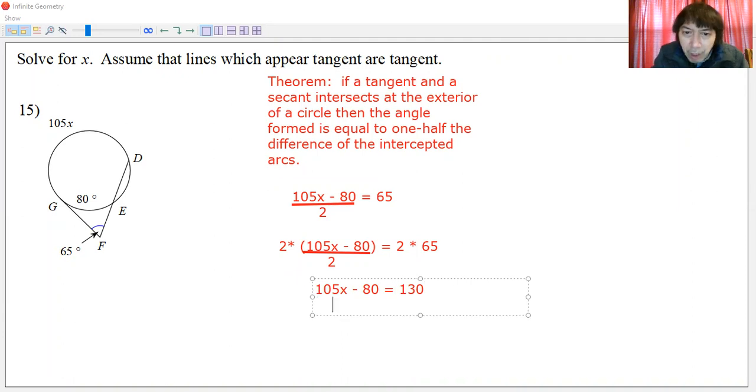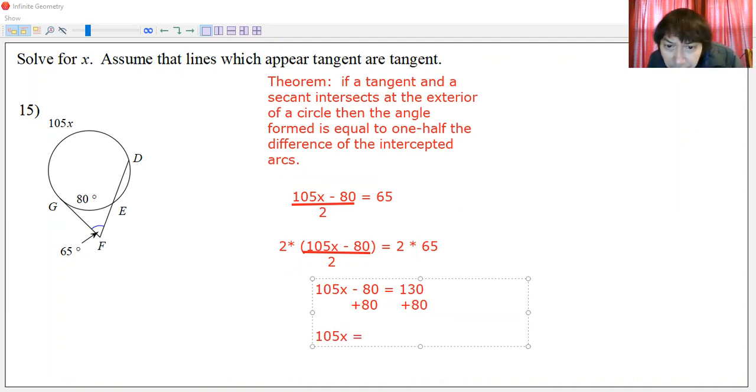Next line is add 80 and add 80. So the next line becomes 105x, and this is equal to 210. Is that divisible? Yes, that's divisible. So we can now divide by 105. We're just after x here.